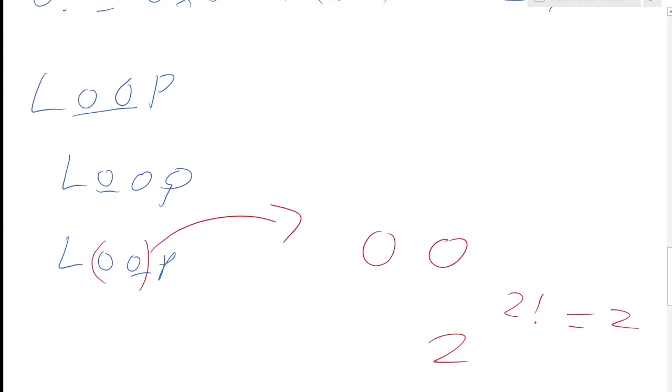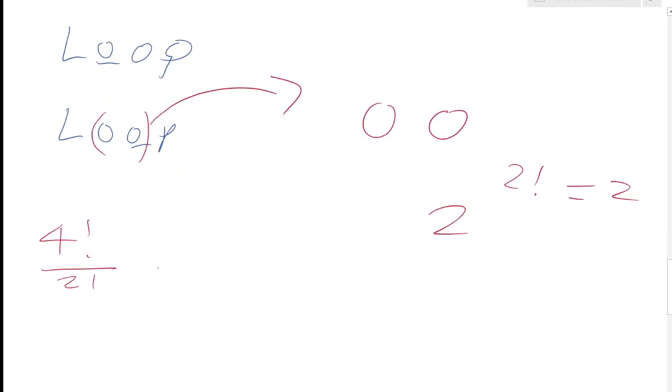So what this means is that if we do the 4 factorial sum, we will have in fact counted every arrangement twice, because for every arrangement there are 2 ways of ordering the O's, and therefore we have 2 factorial times as many. So to work this out, we can do for LOOP 4 factorial over 2 factorial, which is 24 over 2, which is 12.